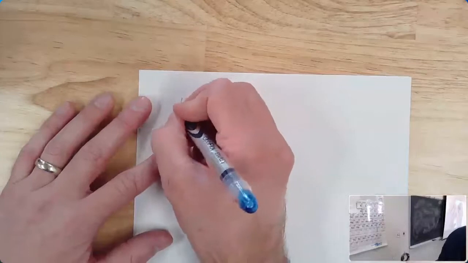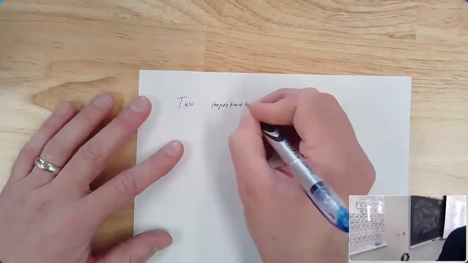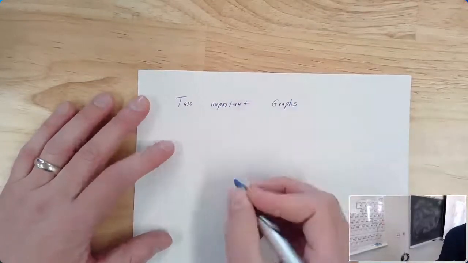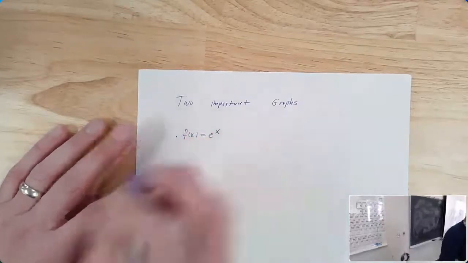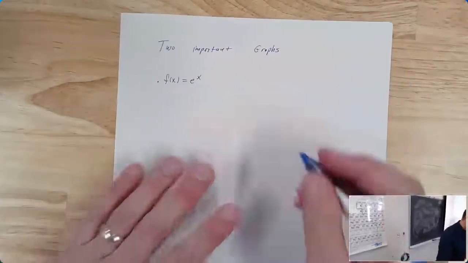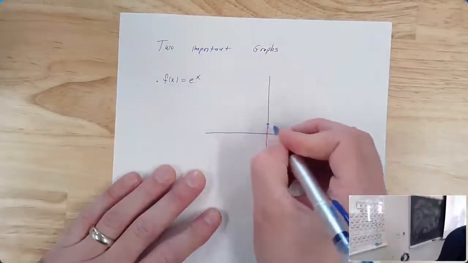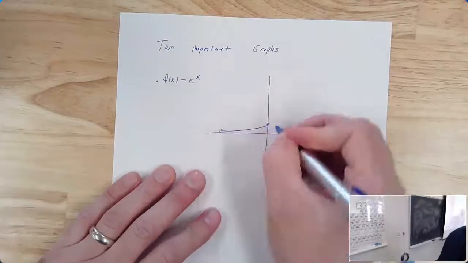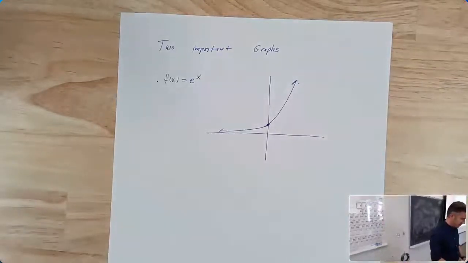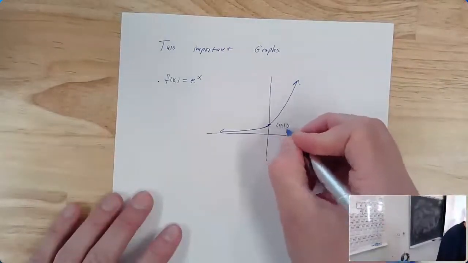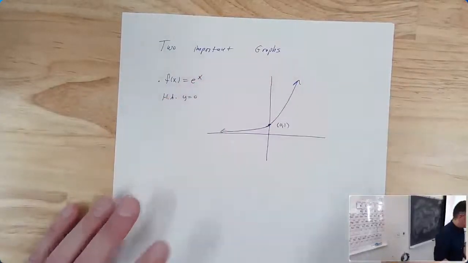So 2 important graphs. Specifically, f of x equal to e to the x. Kind of our favorite exponential graph. It looks like all the rest. There's nothing really that special about it. Okay, that's a total lie. It's very special. But at this point, it's just got the usual kind of stuff. Got an intercept at 0, 1, got a horizontal asymptote at y equals 0, and it's got the usual shape.